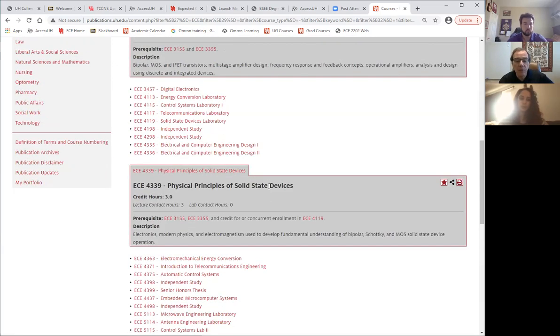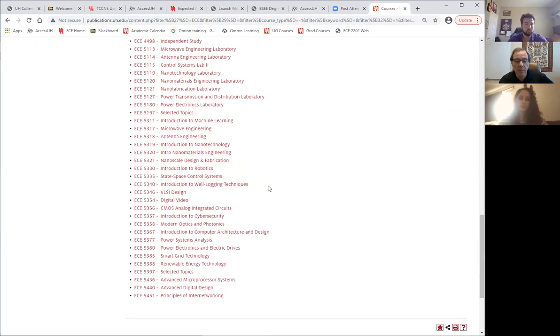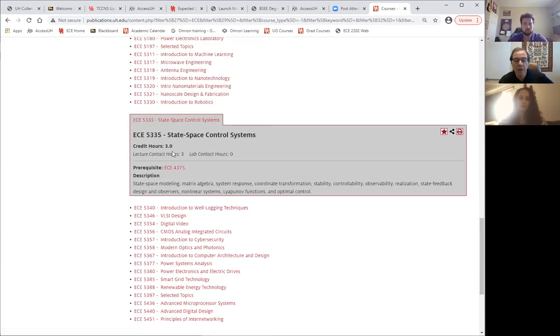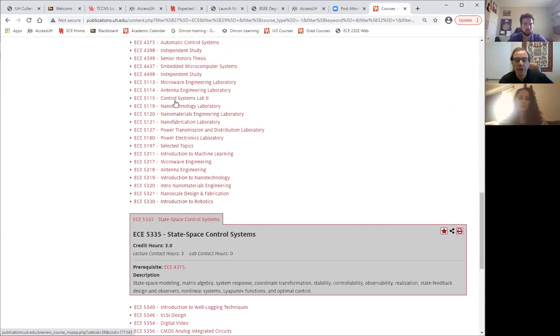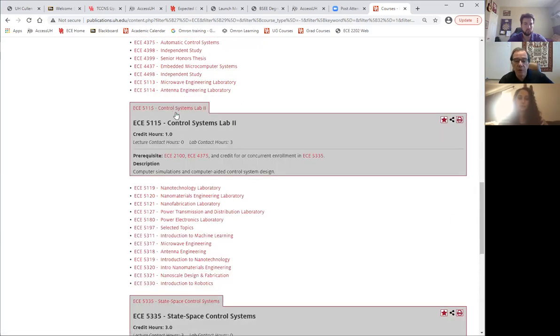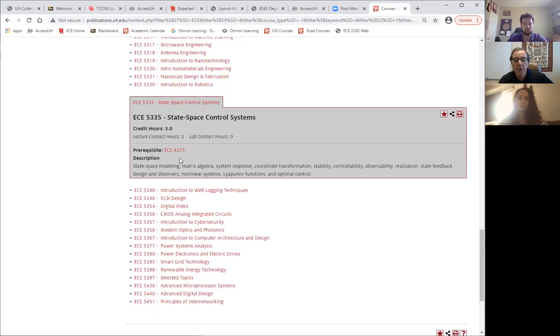Let's see, 5335. 5335, on the other hand, does have a lab associated with it, which I think is 5115, Control Systems Lab 2. And of course, you've got to have 5335 to take that. But the lab is not required to take this course. So keep all of that in mind.